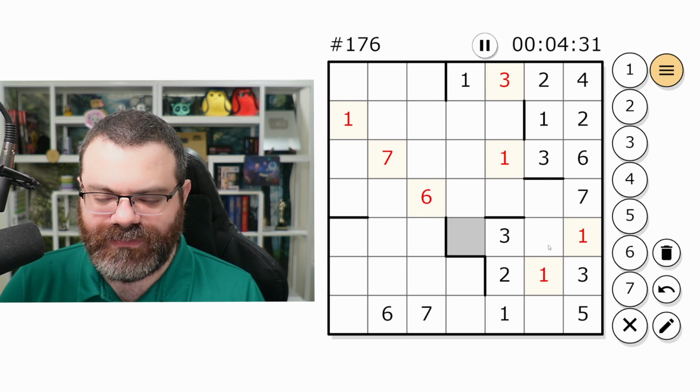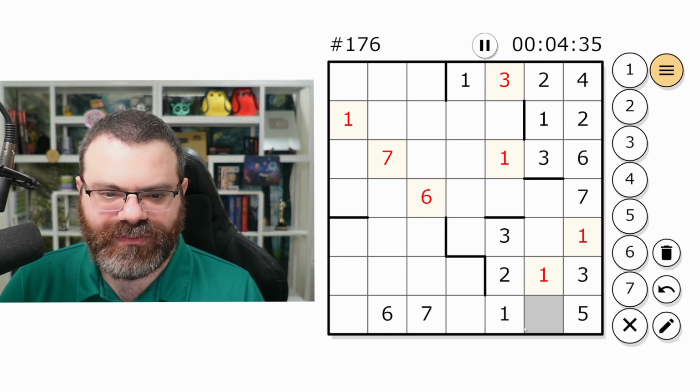Is that enough? What does this row need? This row needs 2, 3, 4.